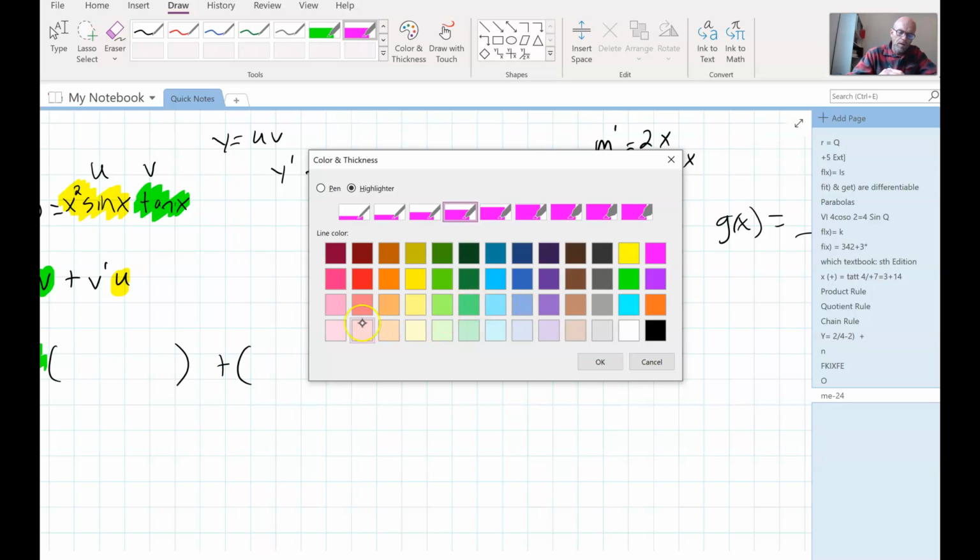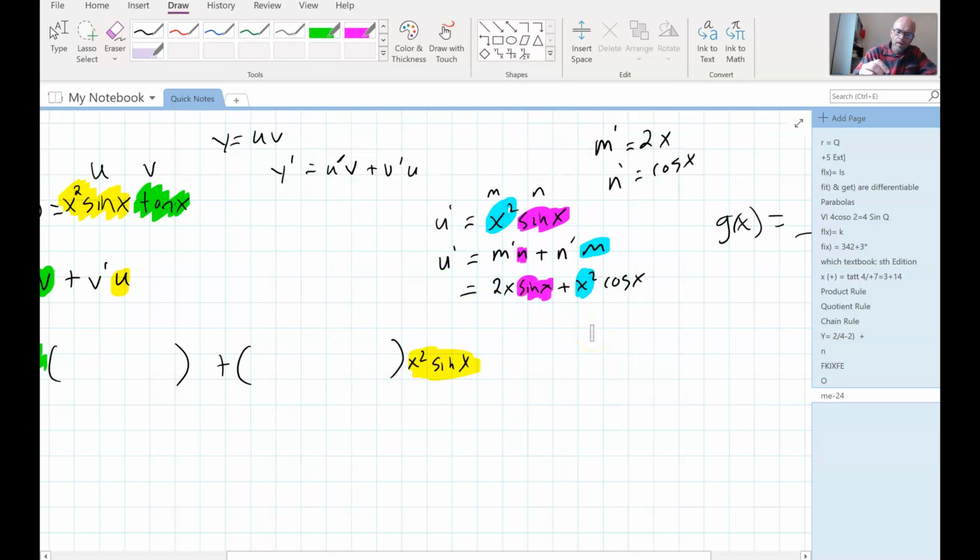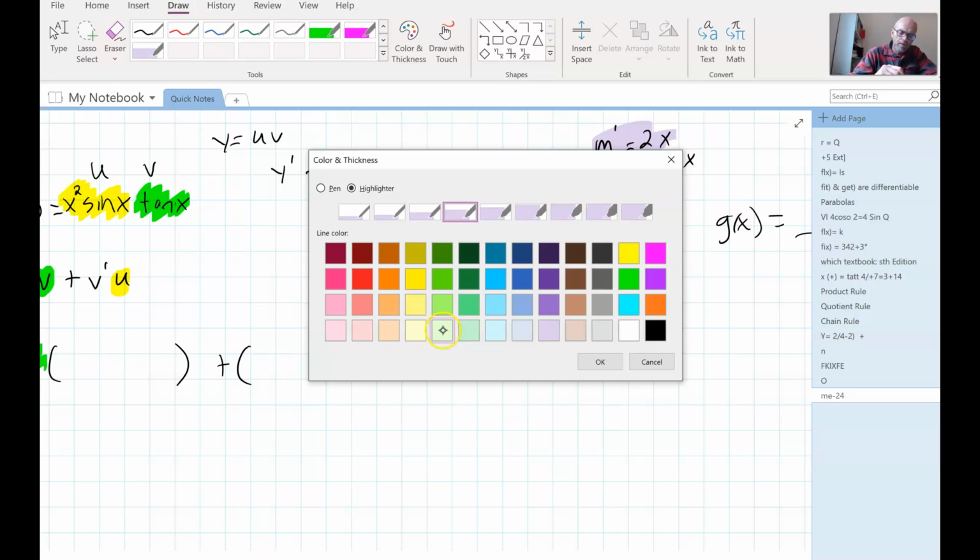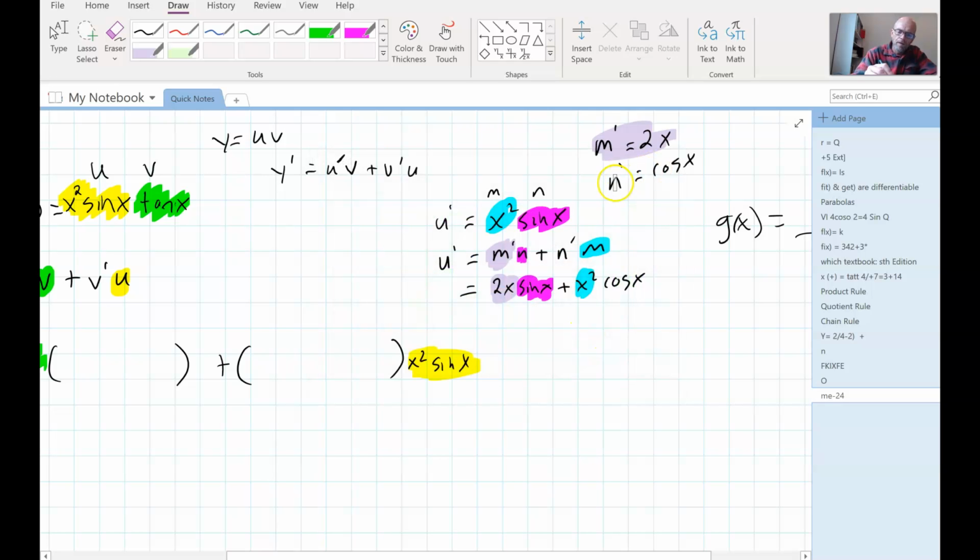How about purple? We've got m prime, which is right there, right there, and right there. And we've got n prime, which is right there and right there. Okay?